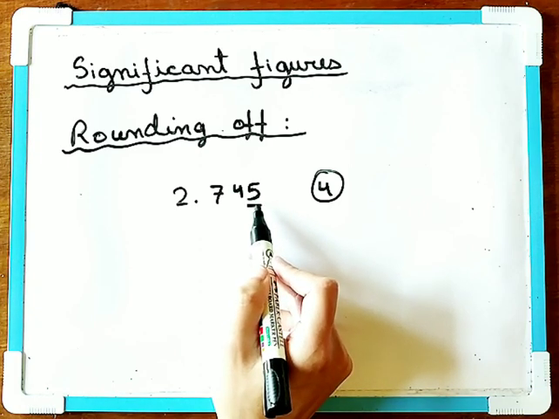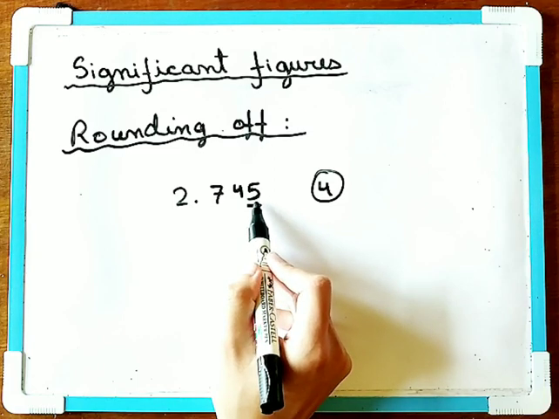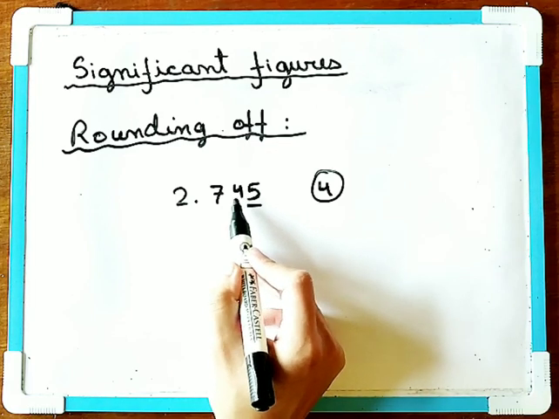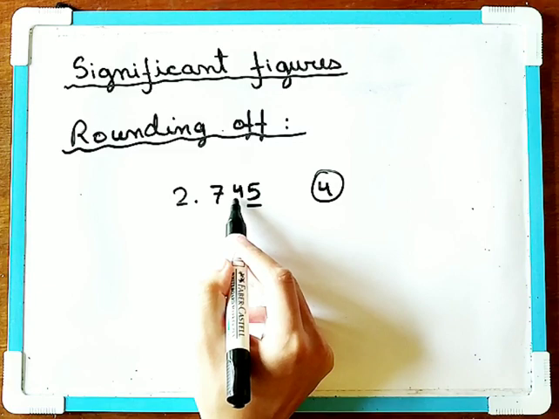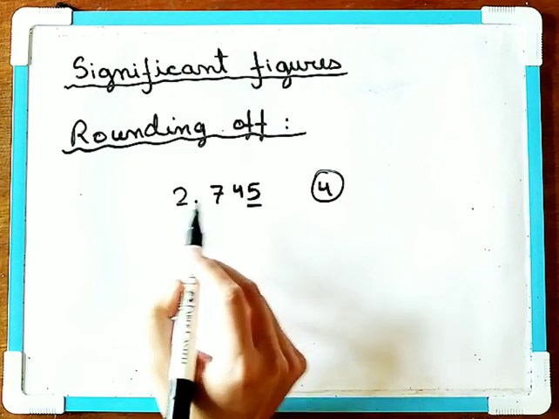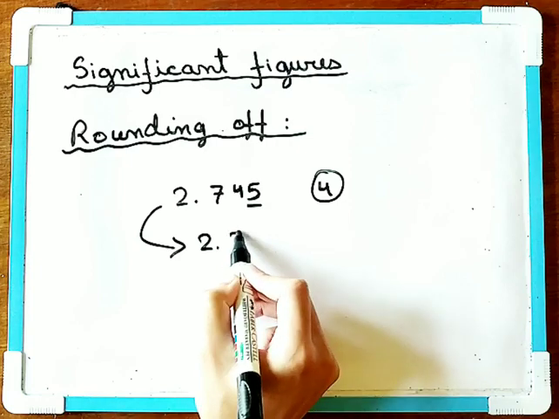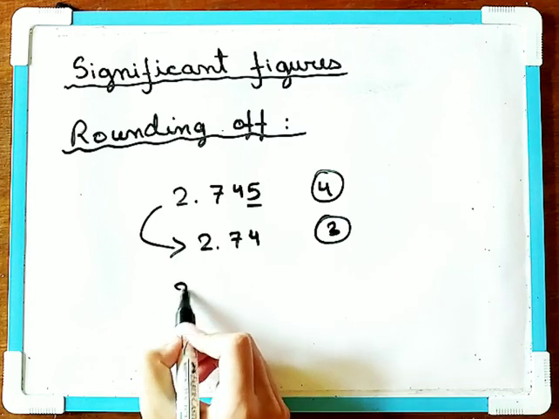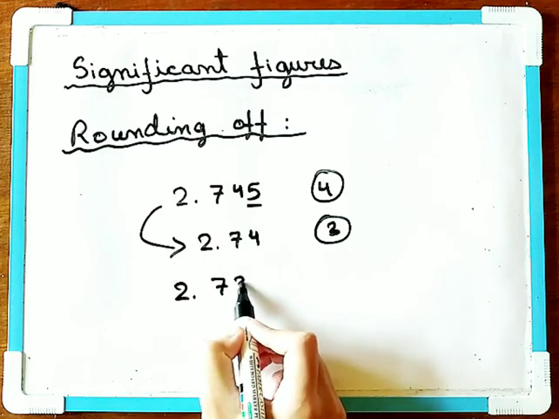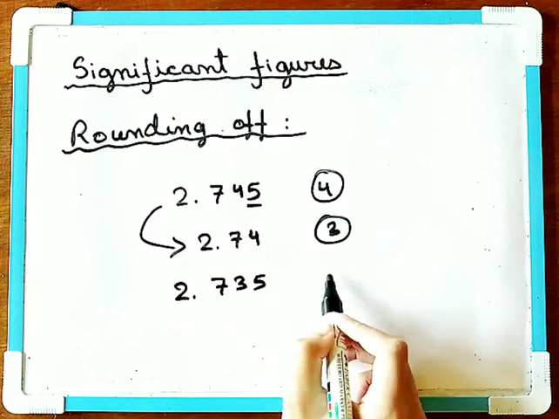So what do we do if this digit is equal to 5? Then you look at the preceding digit, this one. If this is even, then you just leave it as it is. If it is odd, then you have to add 1. So here, since this is 5, you look at this digit here. Since this 4 is even, if you round it off to 3 significant figures, you'll get 2.74. But if we have this number here, 2.735, then this has 4 significant figures.